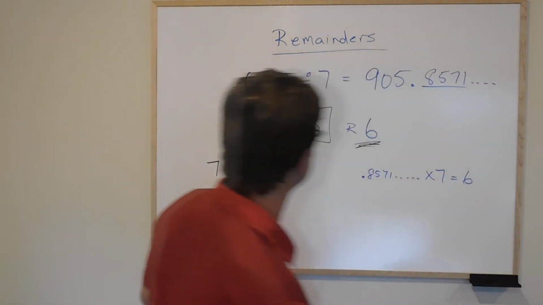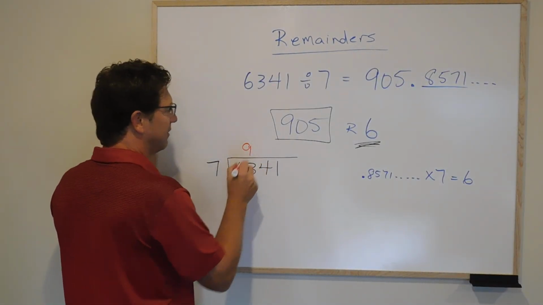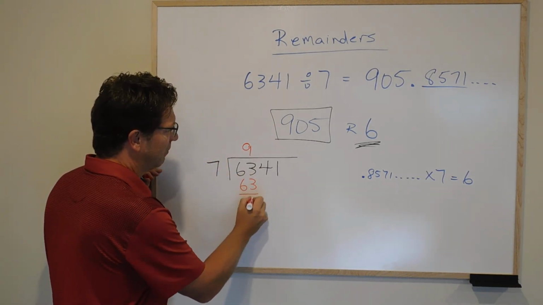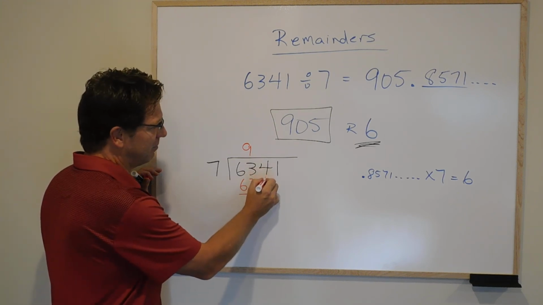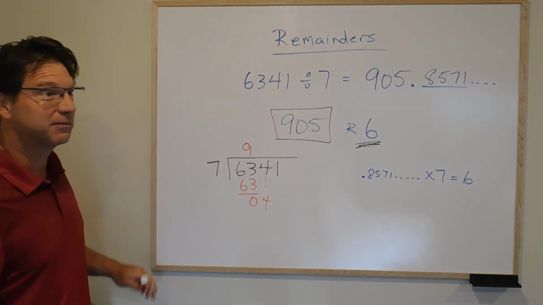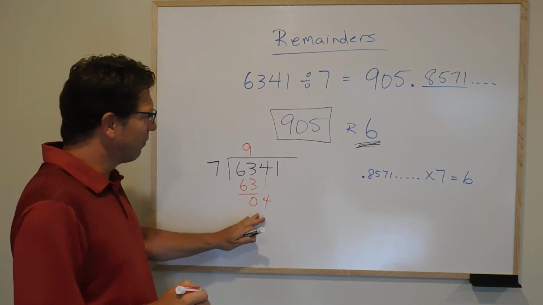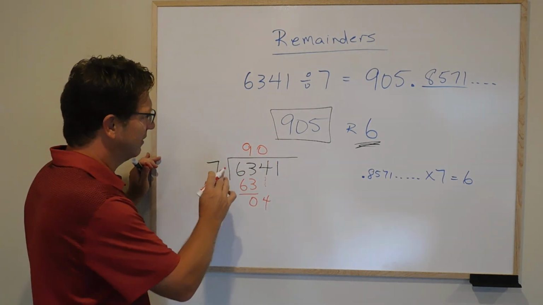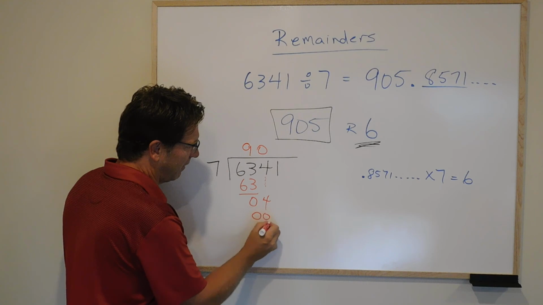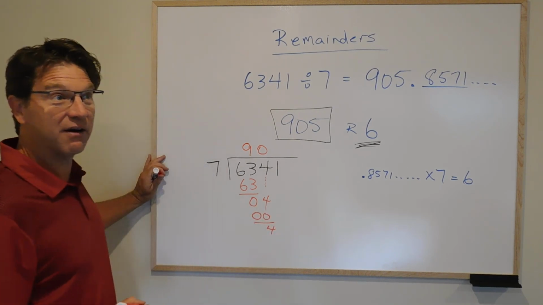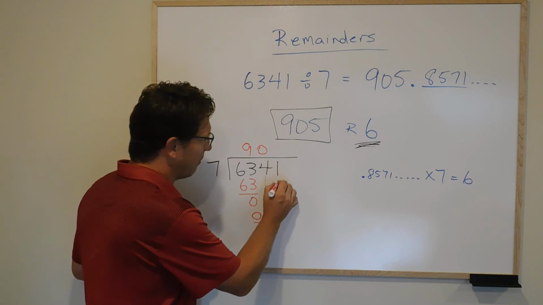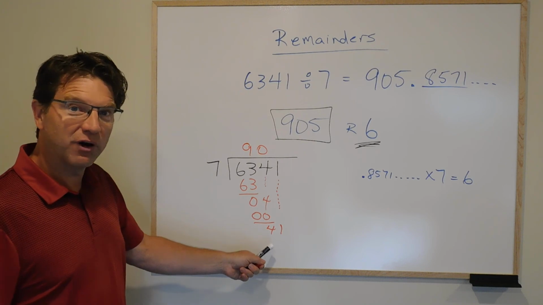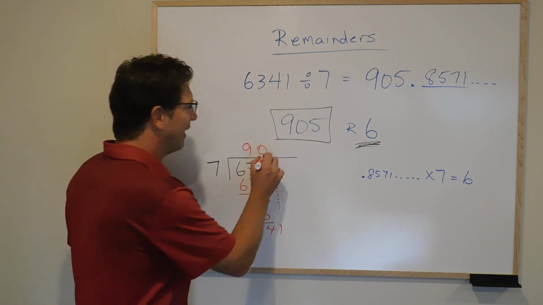It goes in 9 times. So 9 times 7 is 63 with 0 left over, but I need to bring down the 4. Remember that concept? Now 7 goes into 4? No, it doesn't. It goes in 0 times. So we have to put the 0 there. 0 times 7 is 0. When we do that subtraction, we still have 4. We bring down the 1. 41. 7 goes into 41? Yes, it does. It goes in 5 times.